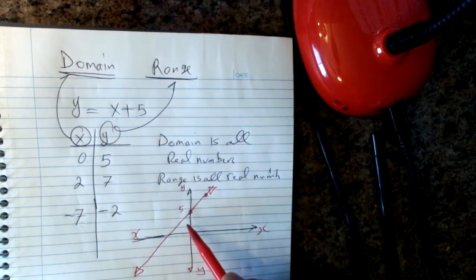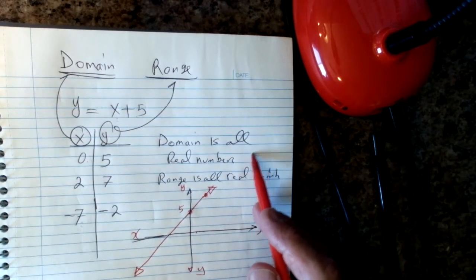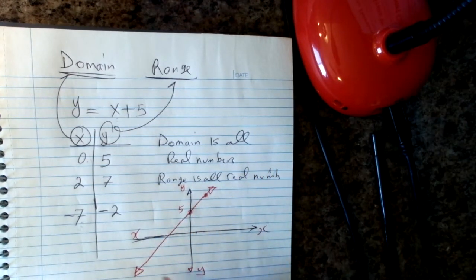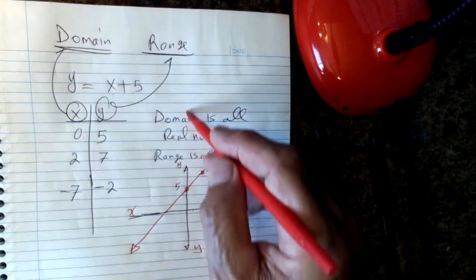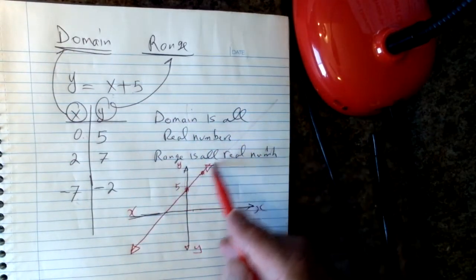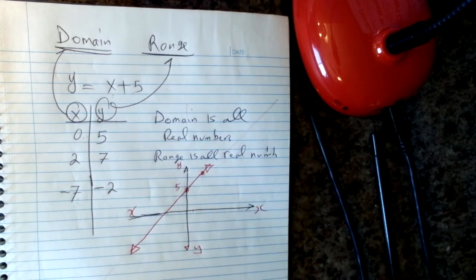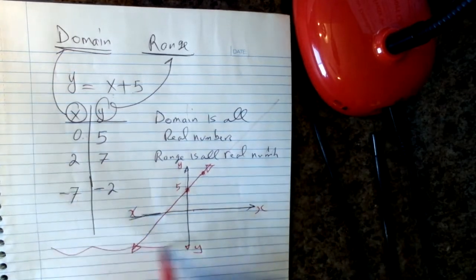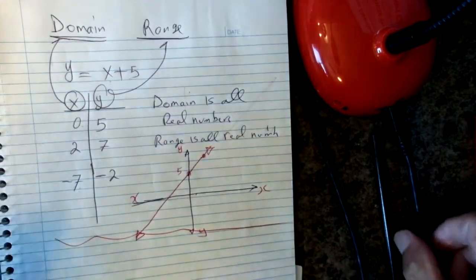See, the graph goes all the way to infinity, positive infinity, negative infinity, whether it's going to the y or to the x. So all real numbers continue all the way to infinity because you're allowed to put any numbers, okay? Now let's look at these equations here.